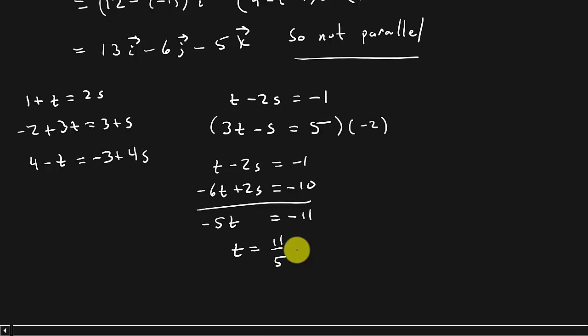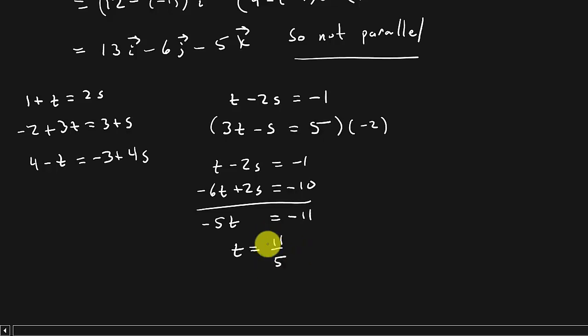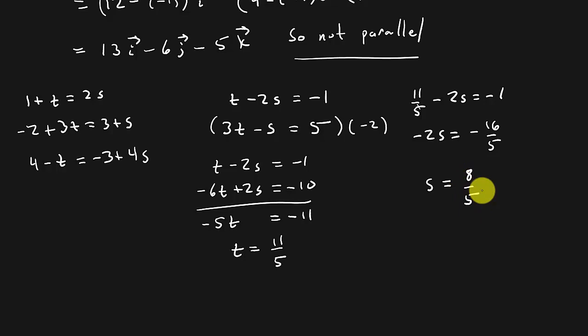But now let's go ahead and see what s is. So I'm going to take the 11/5 and plug it into here. So that's 11 over 5 minus 2s equals negative 1. So that's going to be negative 2s, subtract 11/5 from both sides. That's negative 16 over 5. Multiply everything by negative 1/2. So s is equal to 8 over 5. So those s and t satisfy the first two equations.